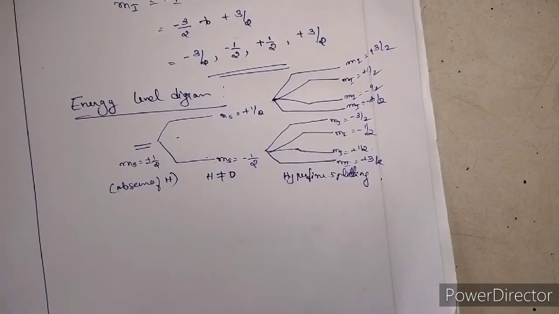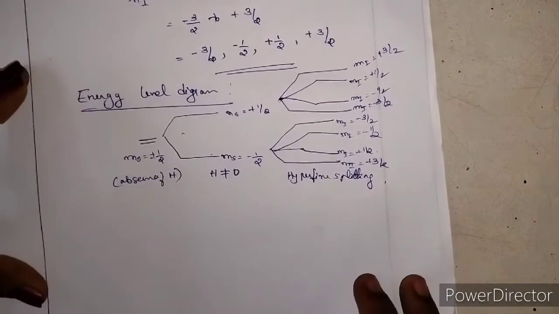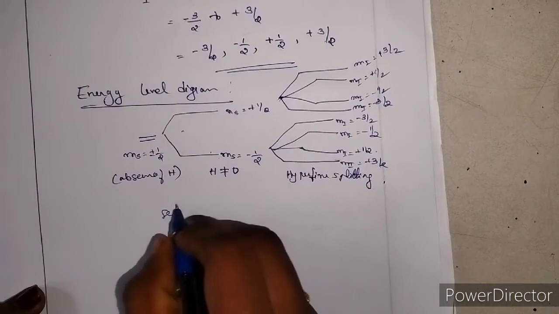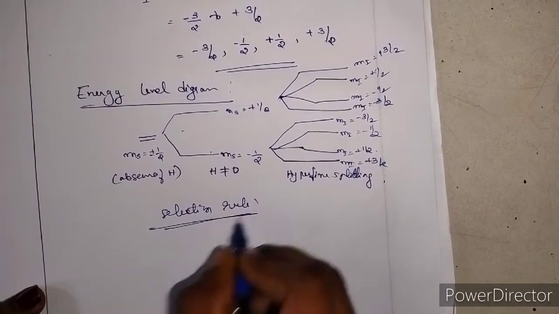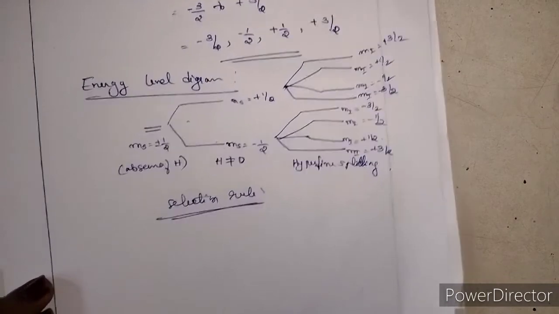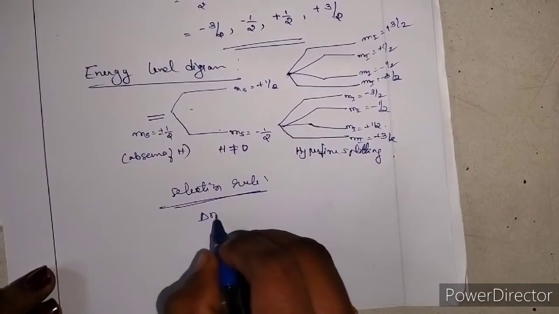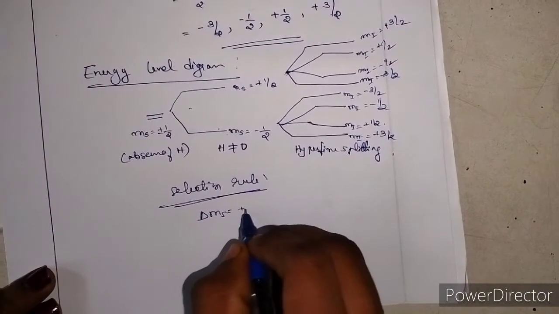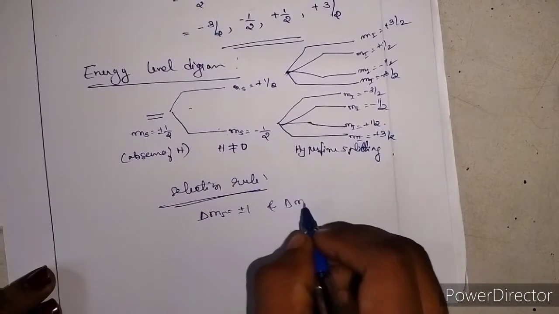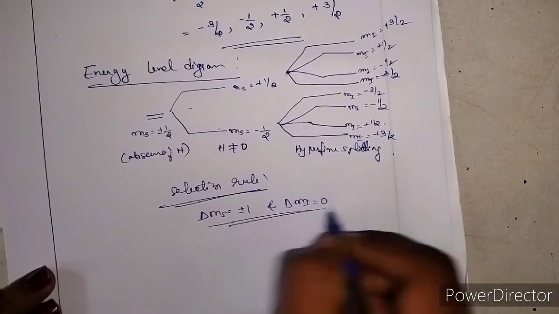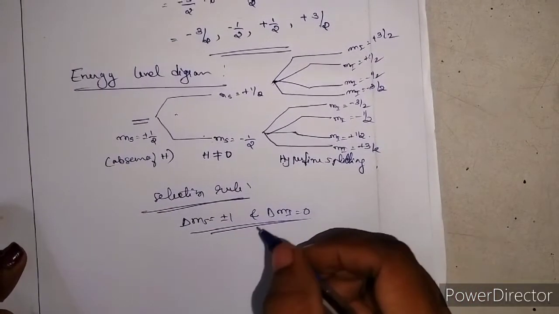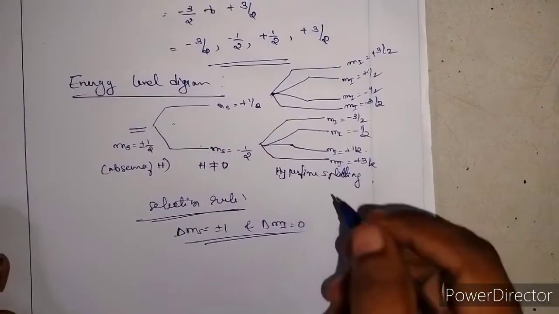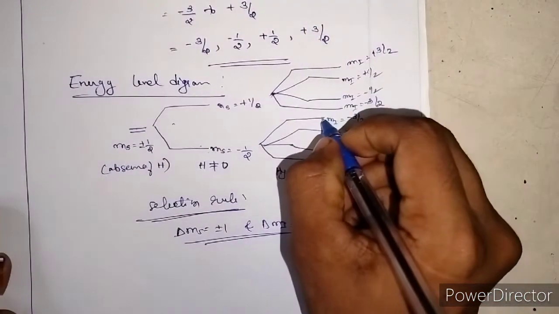Now, how many transitions are possible for the methyl free radical? For that we need to consider the selection rule. So what is the selection rule in ESR spectroscopy? We already know the selection rule is delta mS equal to plus or minus 1 and delta mI equal to 0. This is the selection rule we follow in ESR spectroscopy. Now, considering this selection rule, how many transitions are there?